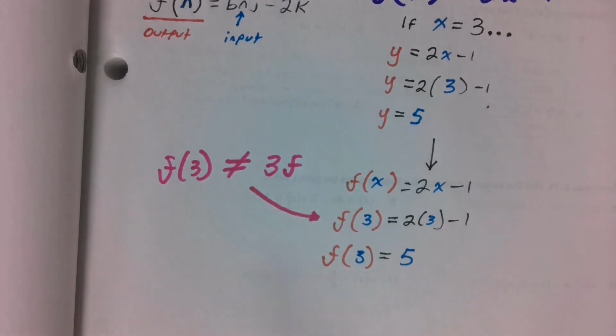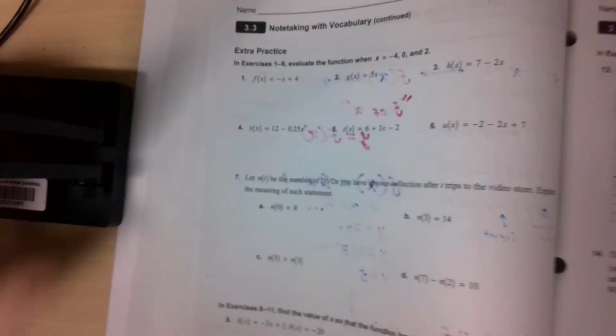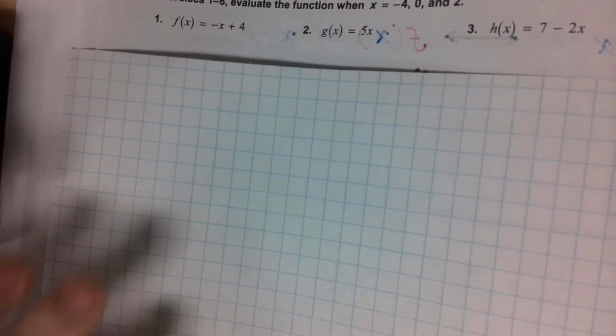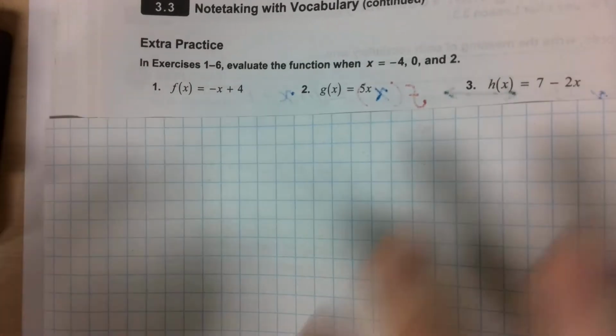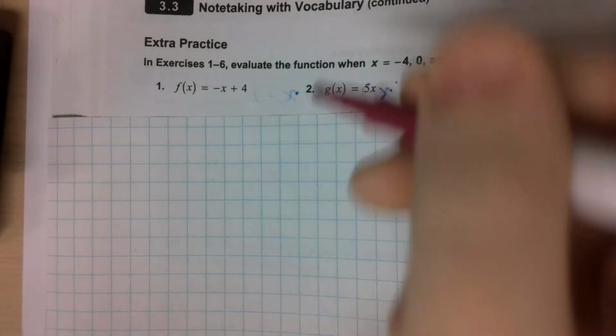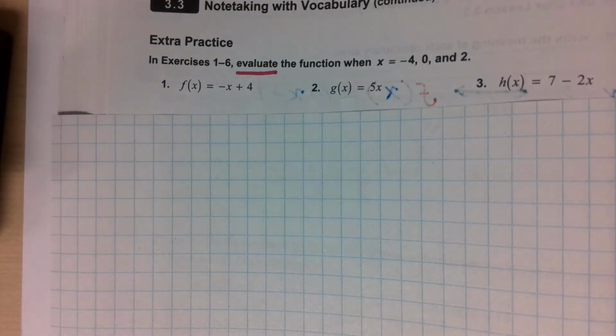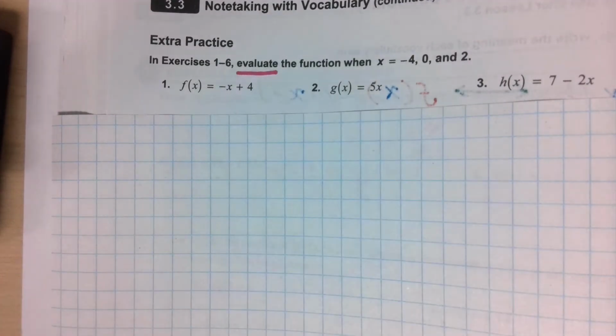So let's flip to page 72 and take a look at some of the practice problems you might see. Unfortunately, my marker bled through these pages a little bit, but I'll be doing my work on a separate sheet of paper. It says, for exercises 1 through 6, evaluate the function when x equals -4, 0, and 2. What does the word evaluate mean? Evaluate is another way of saying plug in these numbers and see what the results are. In other words, we're given the inputs, use the equation to find the outputs.